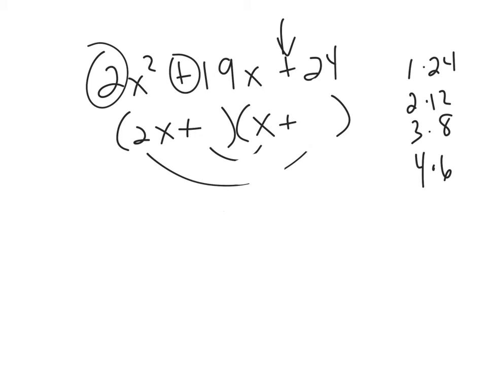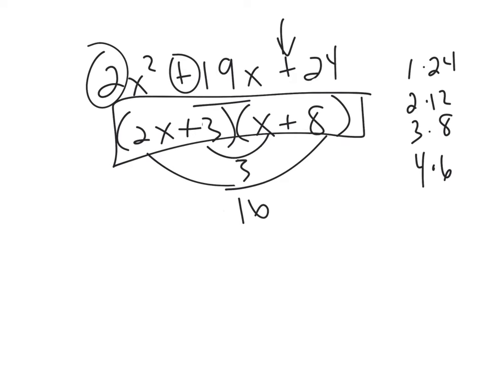But let's try 3 and 8. If I go 8 here and 3 here, that's going to give me 6 and 8. That's going to give me 14, right? That won't work. But if we switch them, put the 8 here and the 3 here, that's going to give me 16 and 3. Yeah, buddy. That gives me my 19x in the middle. So these are my factors, those two things. Okay?